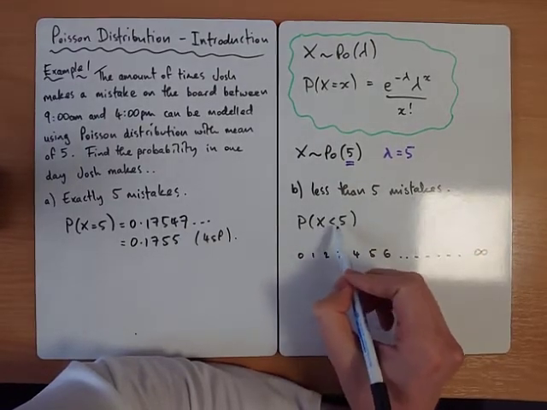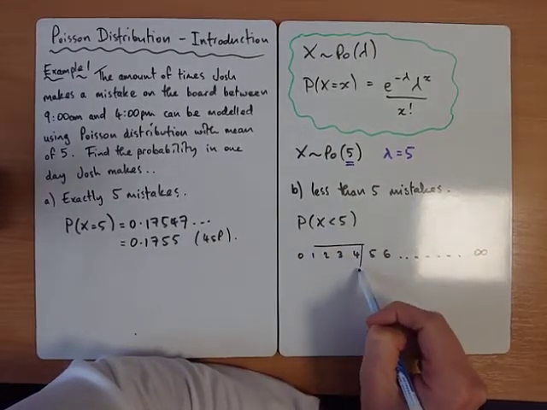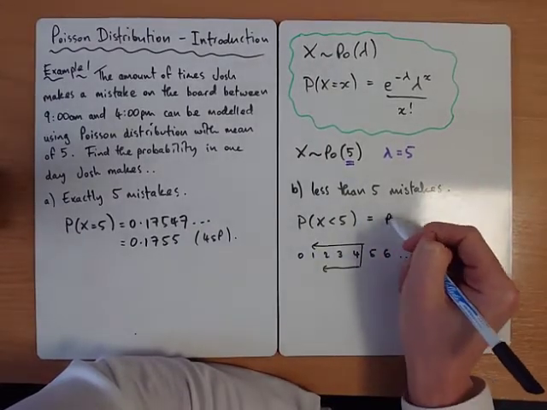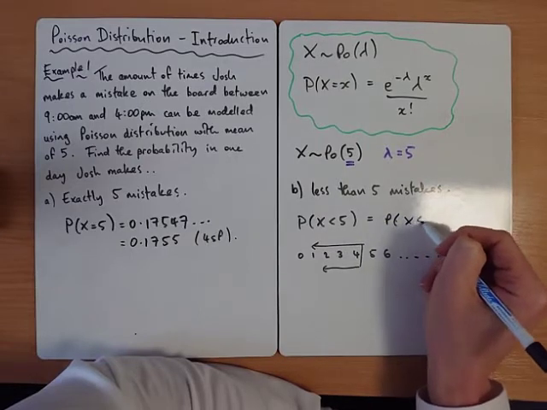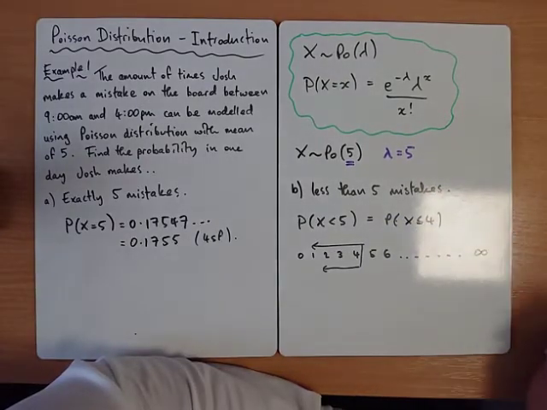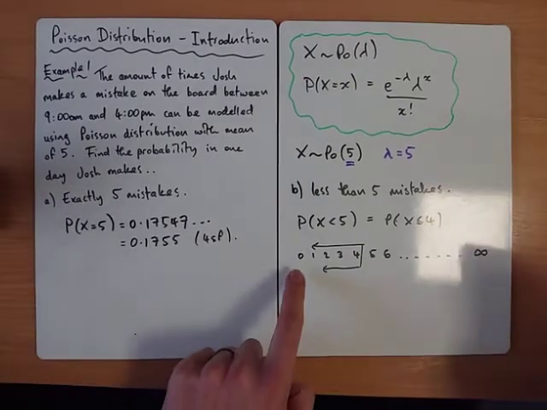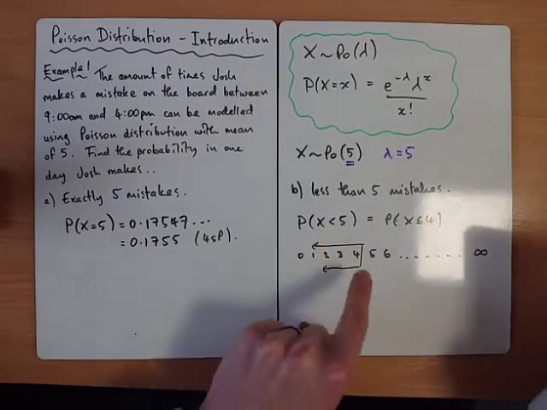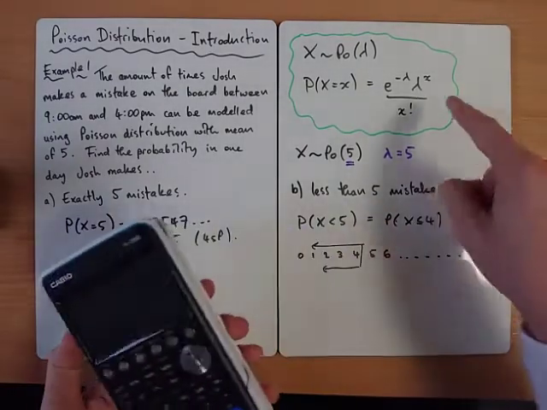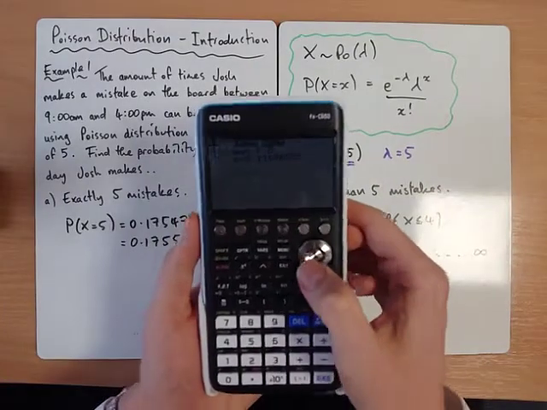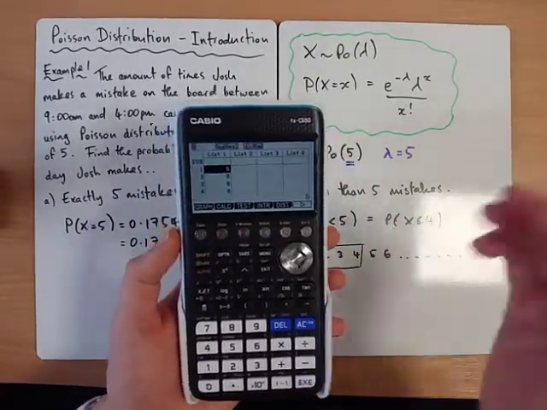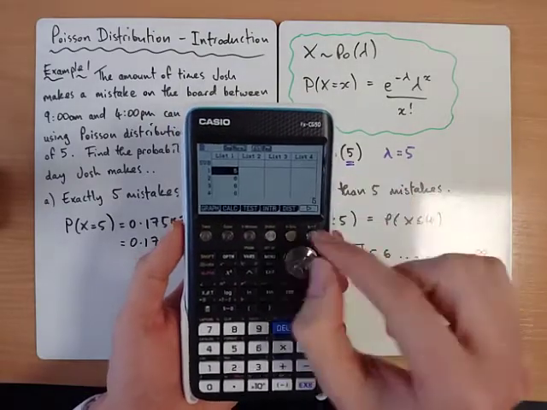But we're being asked about less than 5 mistakes. So we can clearly see that as the same as less than or equal to 4. So we could calculate the probability to make 0 mistakes, 1, 2, 3, and 4, and add up all those probabilities using this formula. But the calculator will do that for us really quickly. And if we don't need to show where the answer comes from, we can just state the value.